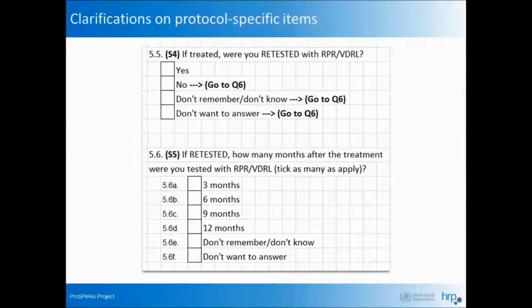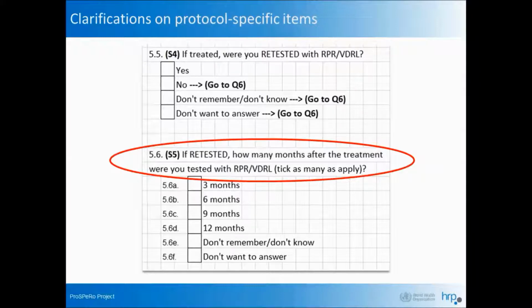Let us focus our attention on question 5.6. If retested, how many months after the treatment were you tested with RPR-VDRL? Tick as many as apply. This item follows a list of questions on previous syphilis testing of the patient and related treatment. The purpose of question 5.6 is to evaluate the type of follow-up the participant has received after the last syphilis diagnosis and subsequent treatment. It should be clarified that this question is referring specifically to the last diagnosis and treatment for syphilis, excluding the tests we are going to perform in the context of the POCT project.